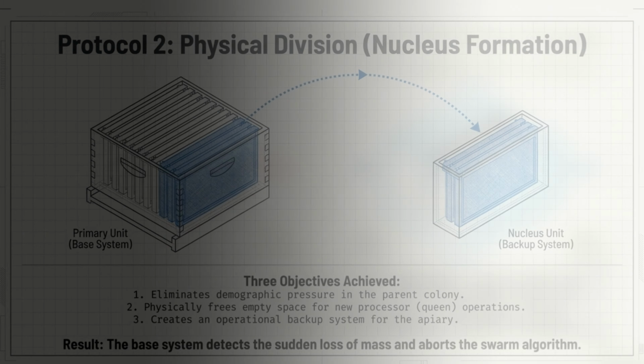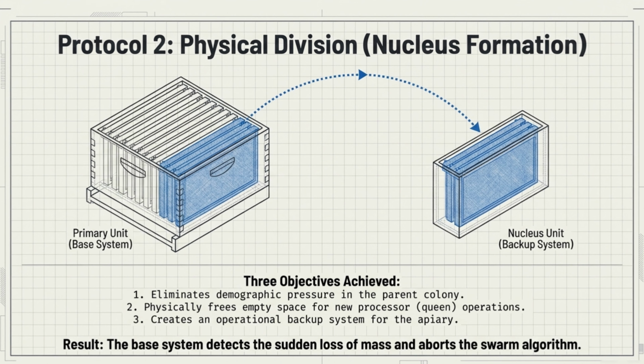You eliminate demographic pressure in the parent colony. You physically free space for new queen operations. You create a backup system, a new operational unit in the apiary. Pure economic benefit. The base colony detects the loss of mass and shuts down the swarm algorithm.